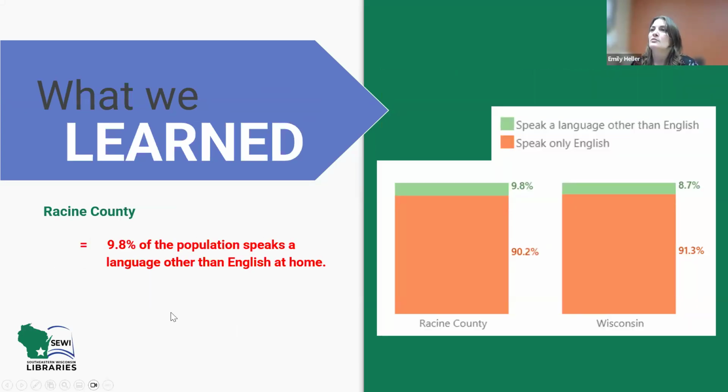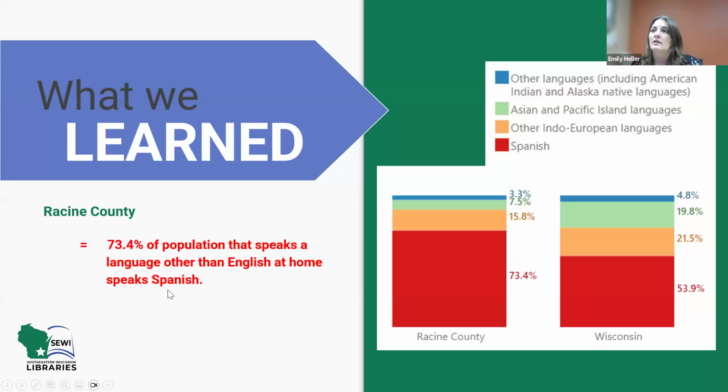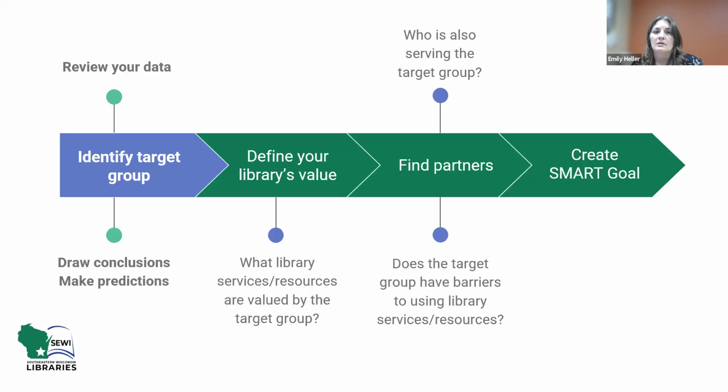And what do we learn? We learned from that Get Facts tool that 9.8% of the population speaks a language other than English at home. And we also learned that 73.4% of that group speaks Spanish at home. So after a review, I am confident that our target group is a solid one and probably already achieved in Racine.